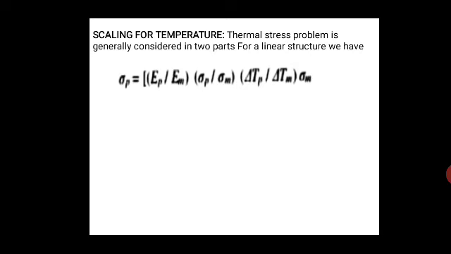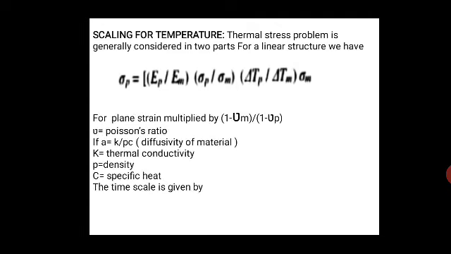EP by EM into sigma P by sigma M into delta TP by delta TM into sigma M, where again delta TP is the difference in temperature for the prototype and delta TM is the difference in temperature for the model. Now for the state of strain, the right hand expression is to be multiplied by 1 minus mu m into 1 minus mu p, where mu is the Poisson's ratio of the model.